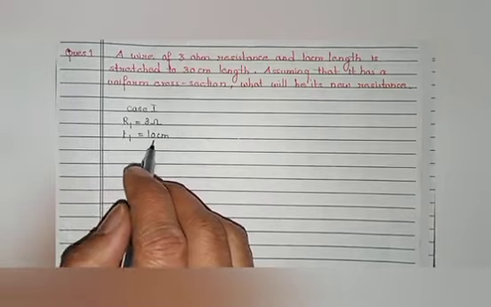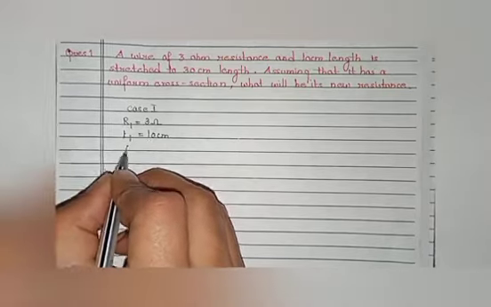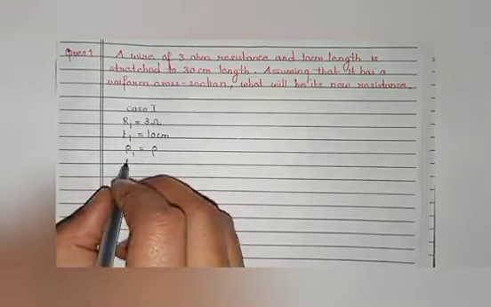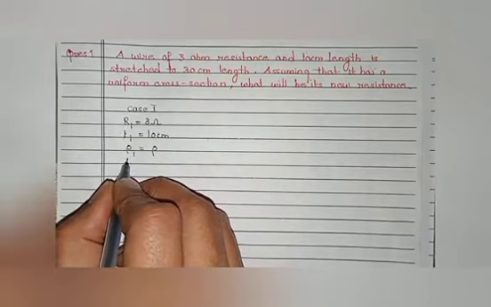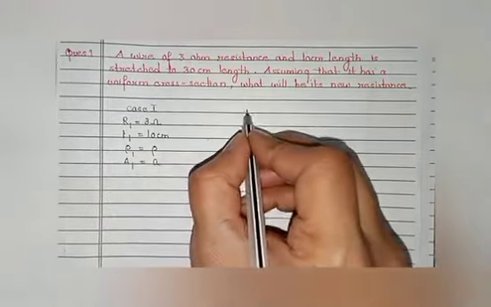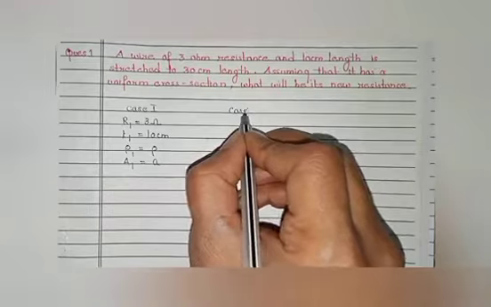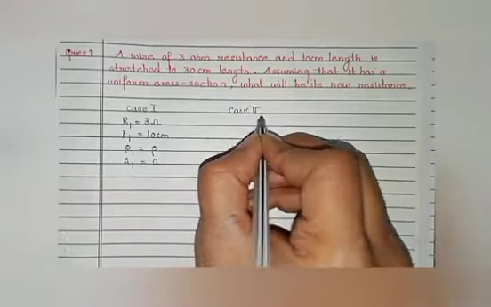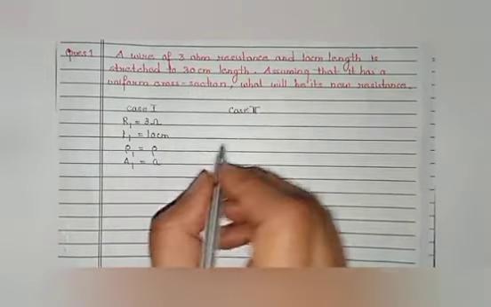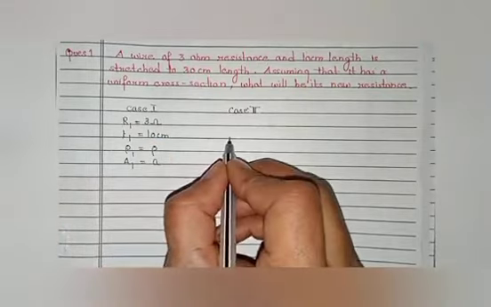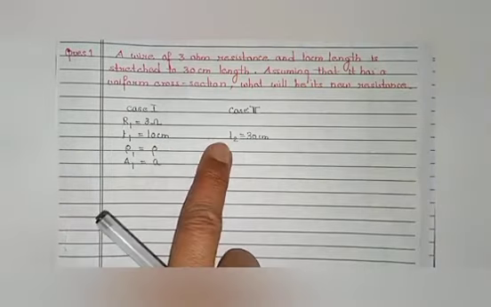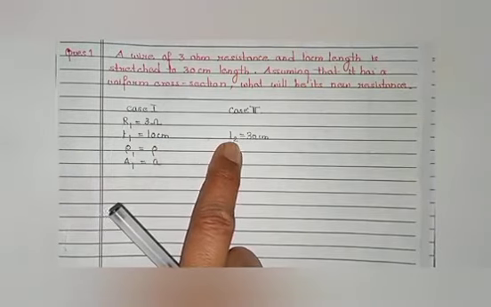Now the specific resistance, that is the resistivity, is not given, so let the resistivity be taken as rho, and area is not given, so let the area of the wire be taken as A. Now this same wire is stretched to 30 centimeter length. Initially the length was 10 and now it is 30 centimeter. Now you can see that there is 3 times the increase in length.